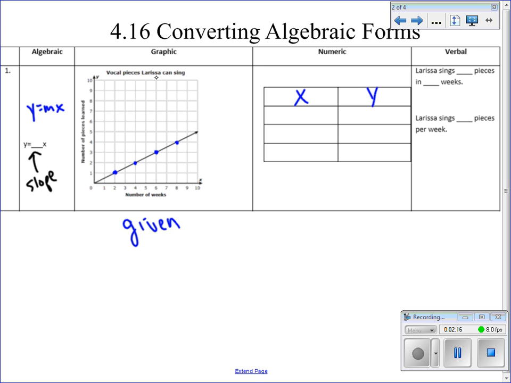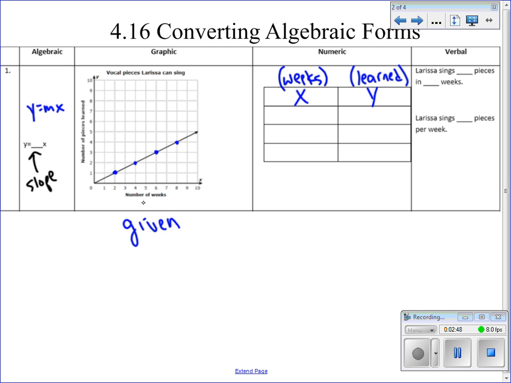What do we know from this graphic portion? Well, you can see we've got some exact points right here, here, here, and here. It's a graph of vocal pieces that Larissa can sing, and it compares the number of weeks versus the number of pieces learned. Notice that the number of weeks is our x value, so I'm going to go over here to our t-chart and put weeks so that we know that we're putting weeks in our x value column. And then the pieces learned, I'm going to put learned over here as our y.